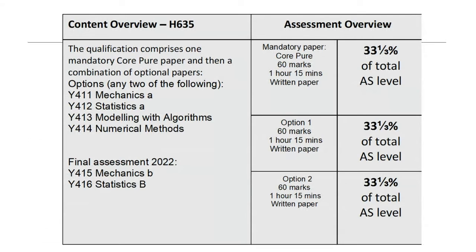The structure for AS further maths is straightforward. You sit 3 papers, one of which is compulsory, the core pure paper, and then you have 2 optional papers, and mechanics can be one of those options.